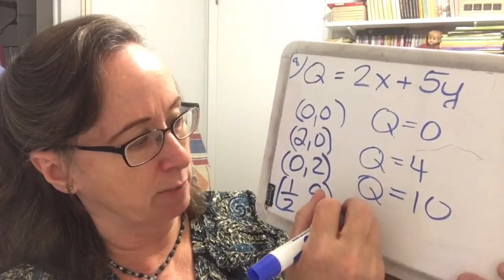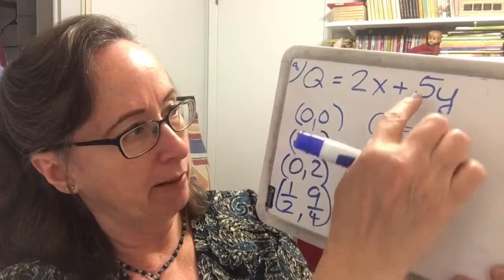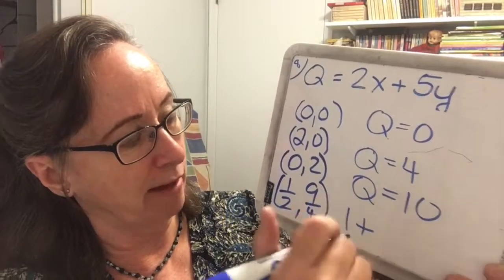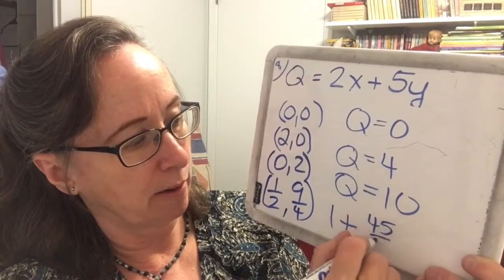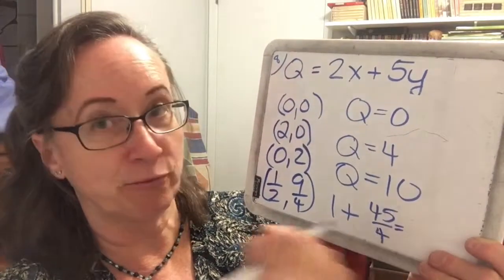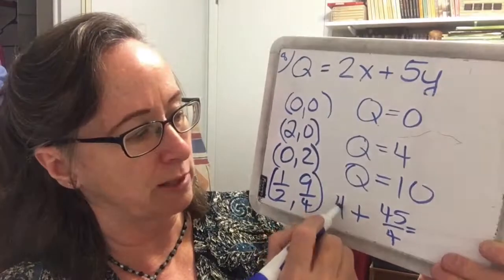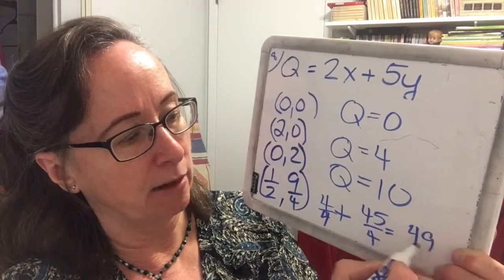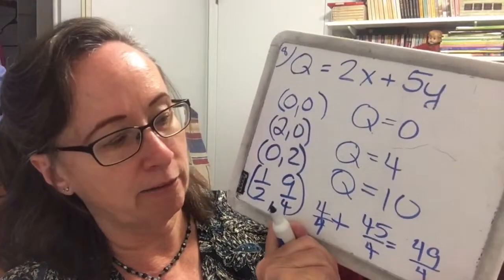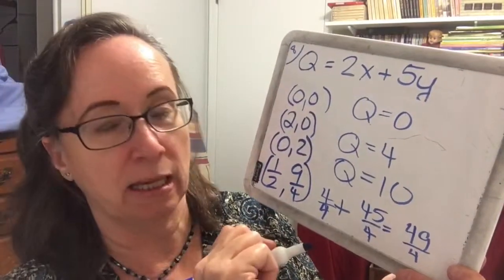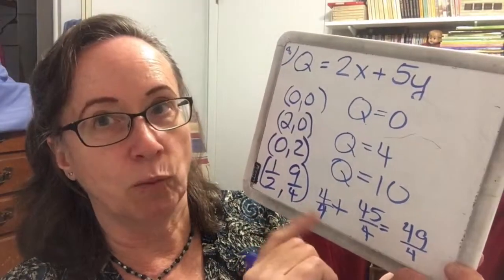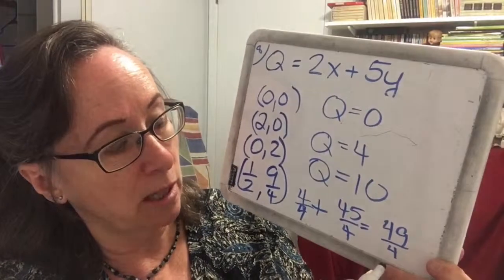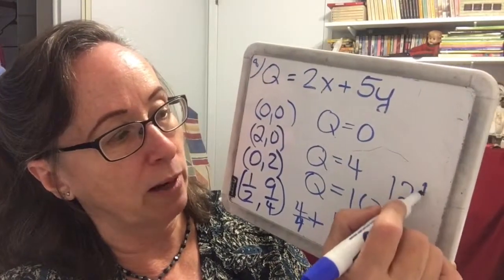Okay, and then lastly, if I plug in x is 1/2, I'm going to end up with a 1 on this side: 2 times 1/2 is 1, plus, and then over here, 5 times 9/4. Well, that's going to end up being 45/4. Okay, so then I'm going to add the 45/4 to the 4/4. Can't I turn this 1 into 4/4? Okay, and I end up with 49/4. And 49/4 is going to wind up being 12 1/4, because 48 divided by 4 is 12 wholes.